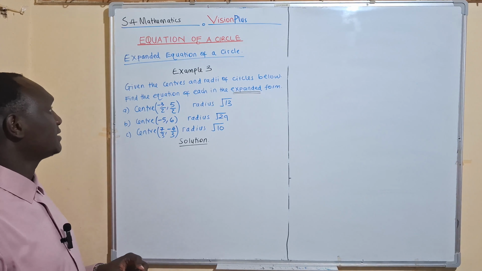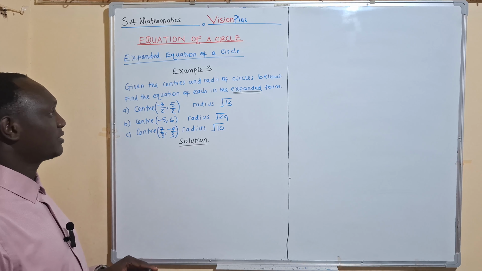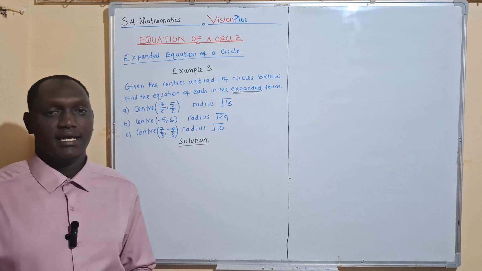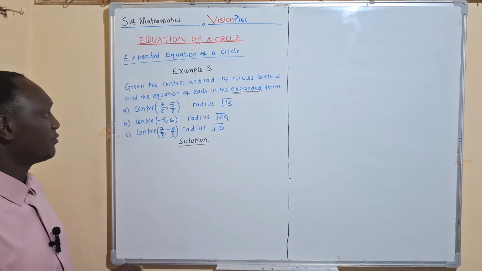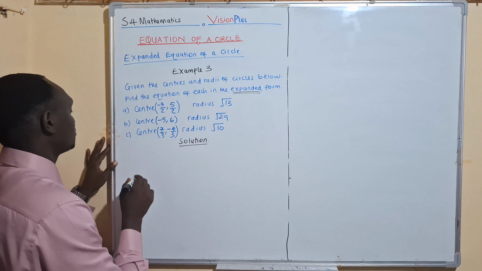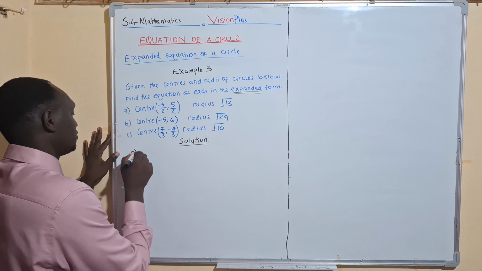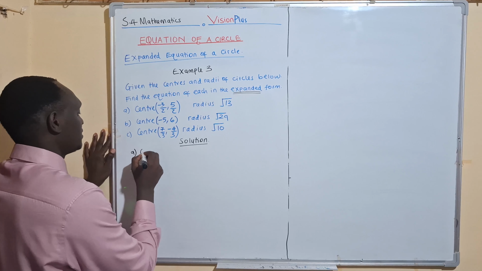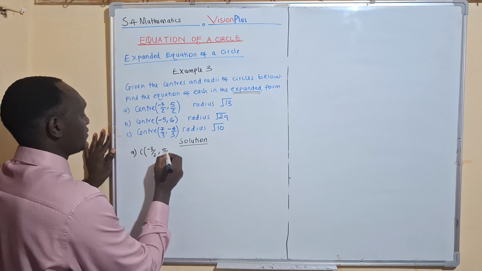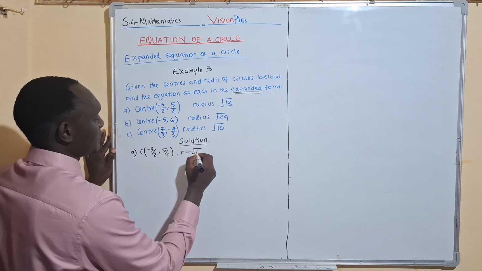We are now looking at the expanded equation of the circle and we are on example 3. Example 3 says that we are given centers and radii of circles and that we need to find their equations in the expanded form. The solution to part A, for which the center is (-3/2, 5/2) and the radius is root of 13.